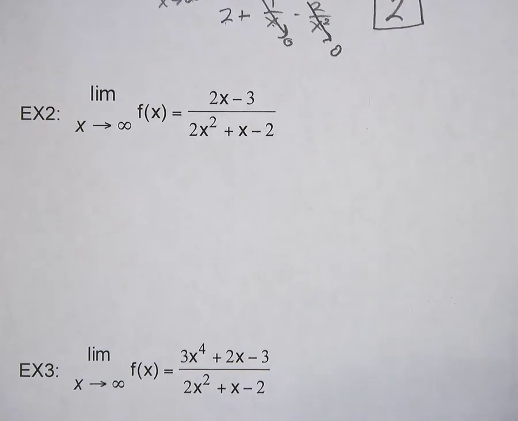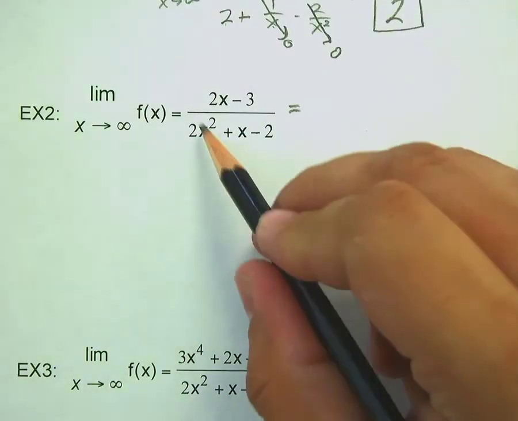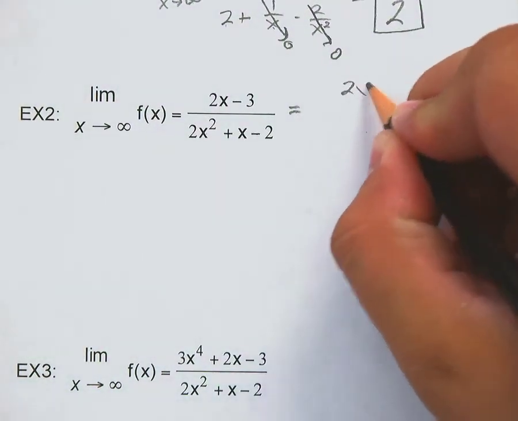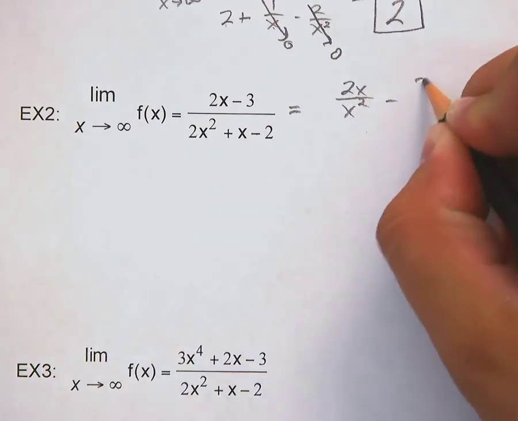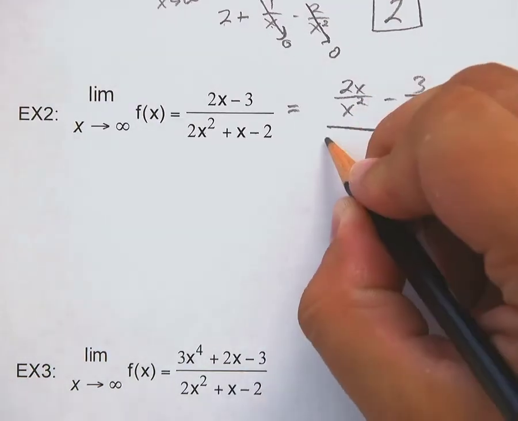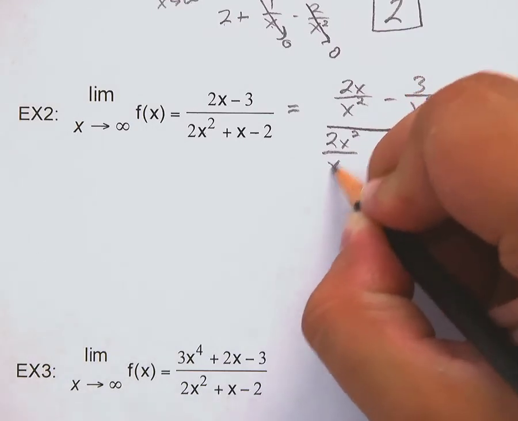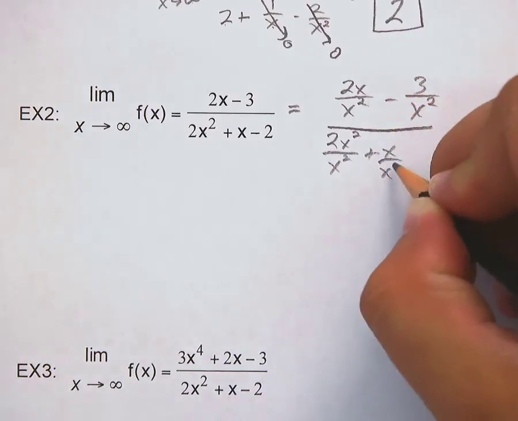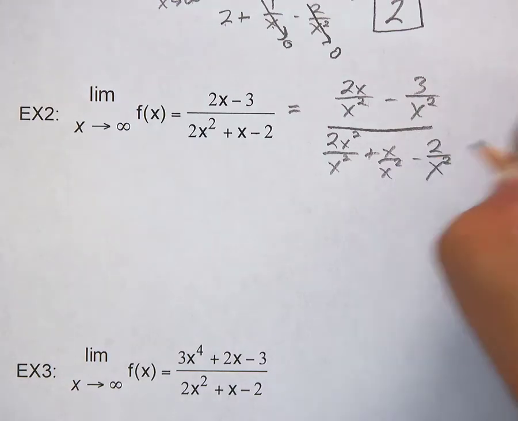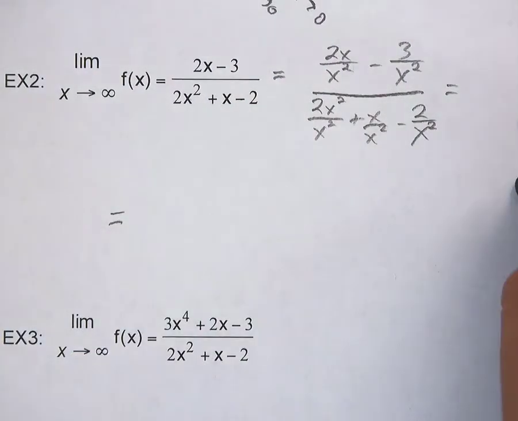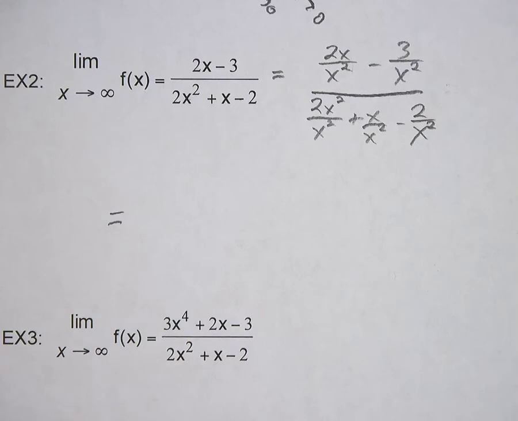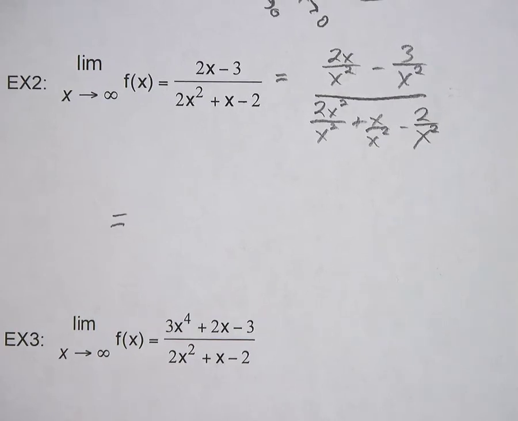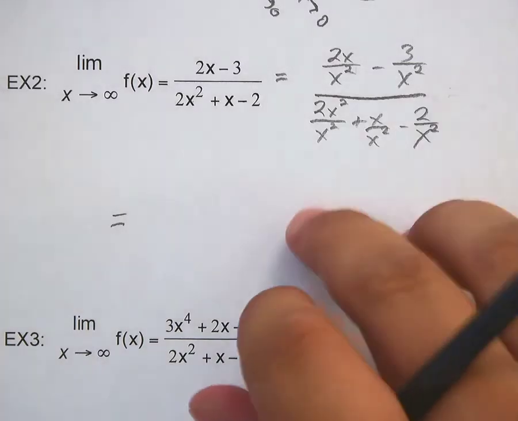Next step, the limit as x approaches infinity of 2x minus 3 over 2x squared plus x minus 2. What's your highest power? x squared. Divide everything by x squared. I'm going to bring it down here, that way we don't jumble up stuff. Divide everything, everything, everything by x squared. Simplify it and see what happens.